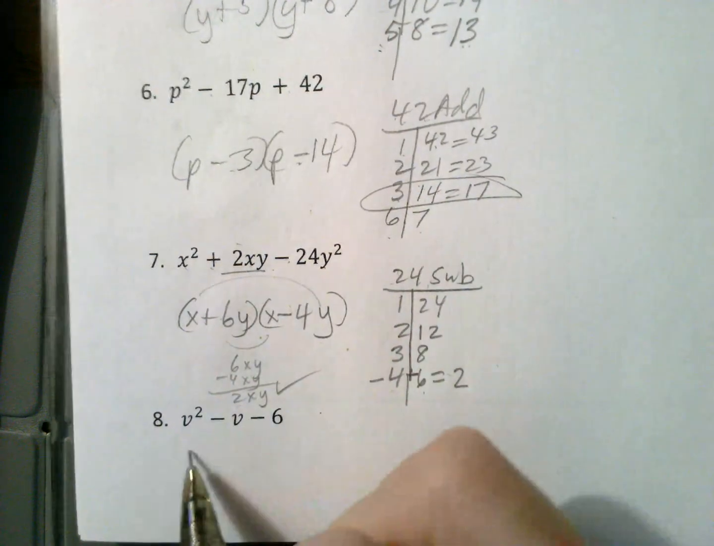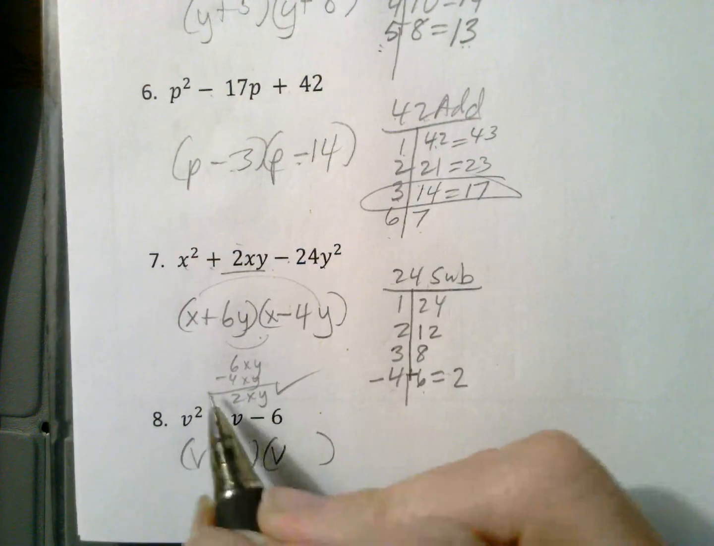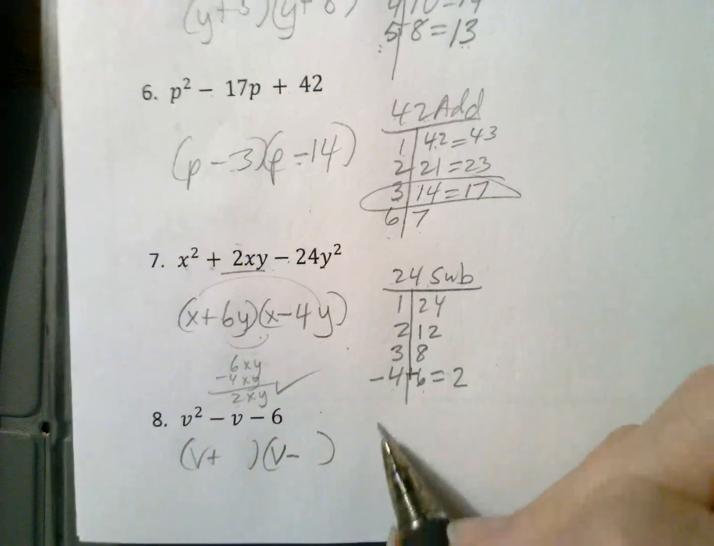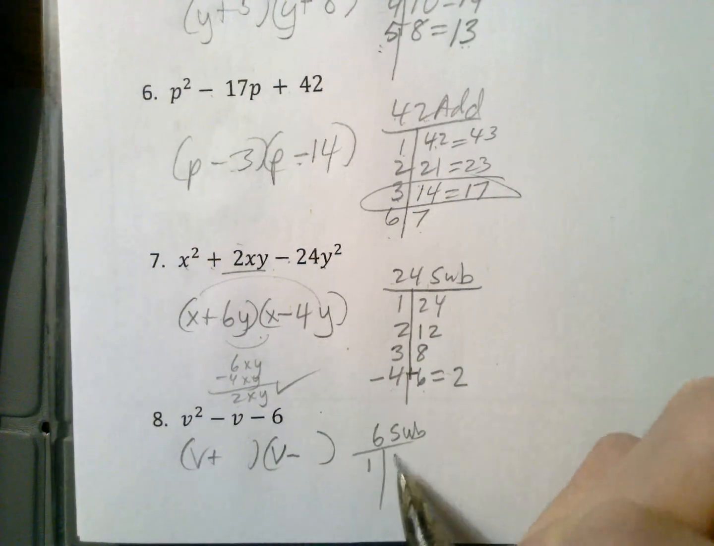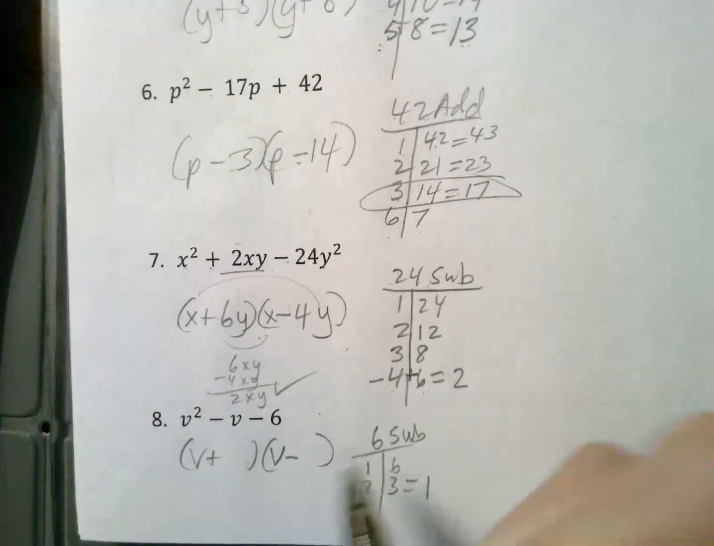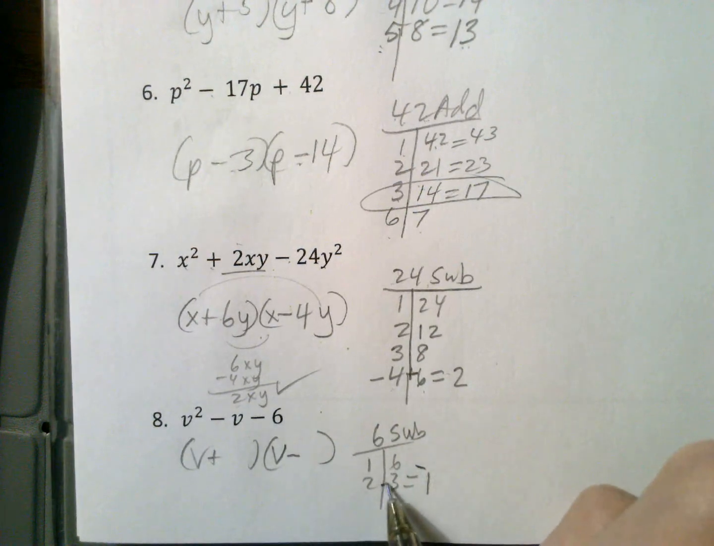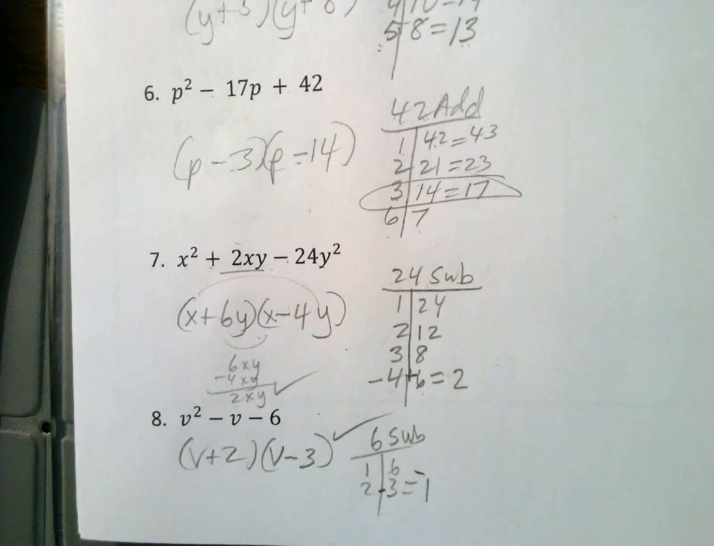Okay. And the last one, negative is a plus and a minus. I'm subtracting factors of 6, 1 and 6, 2 and 3. These are 1 apart. And for it to be negative, I need the 3 to be negative. So the 3 goes here and the 2 goes there. There we go. Hope this method was helpful.